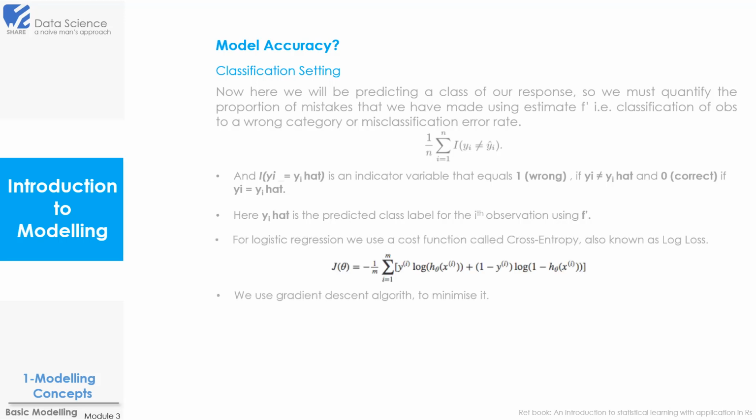Now here also we will use a cost function, and this cost function is called as cross entropy or log loss. The formula is shown here on the screen. Now as a general rule, whenever you see a complicated formula, just remember that you don't have to remember it. This will make life pretty easy. So just have a look at the formula. We will have software to calculate it, but you should know what is happening in the background. Now here also we will use gradient descent algorithm to minimize our cost function. So gradient descent algorithm is a generic algorithm. We can use it to minimize any cost function. So that was all about model accuracy in classification setting.